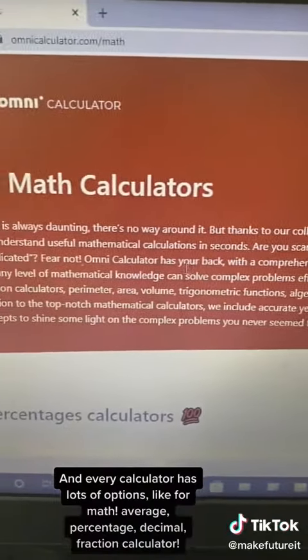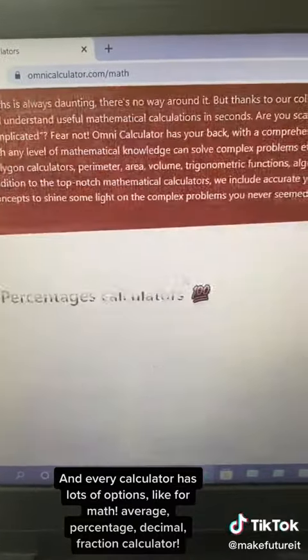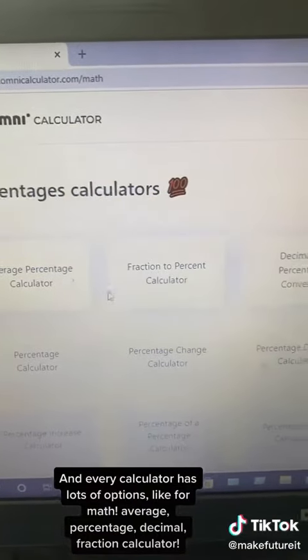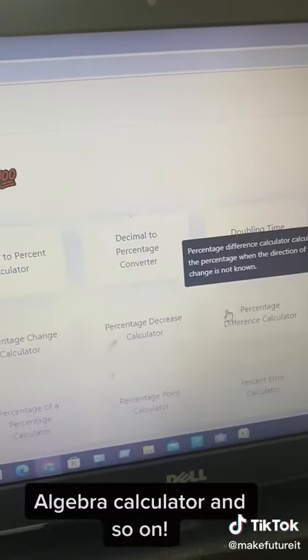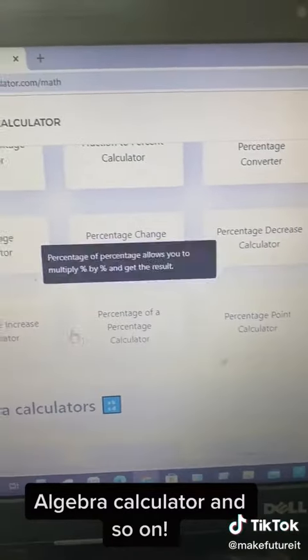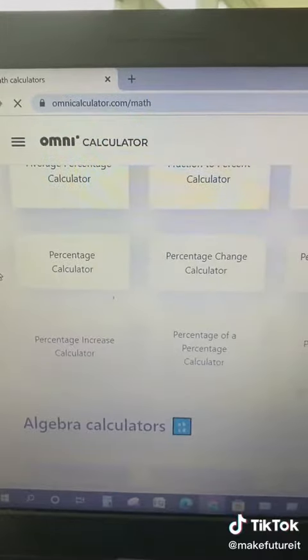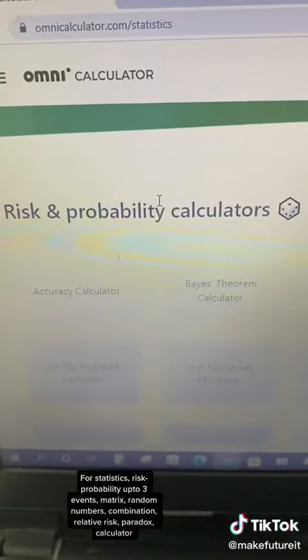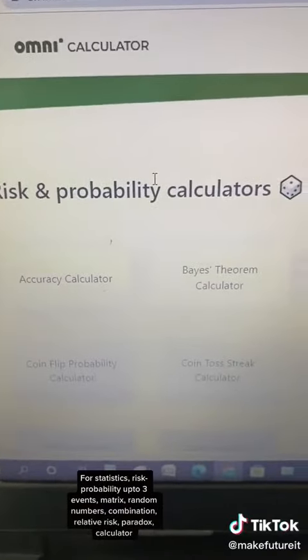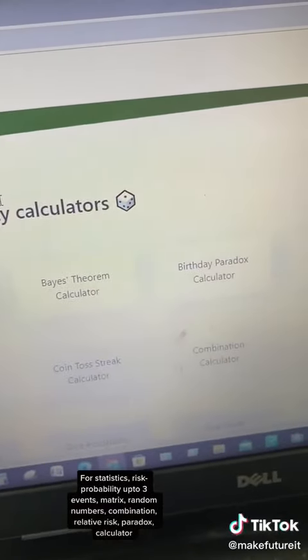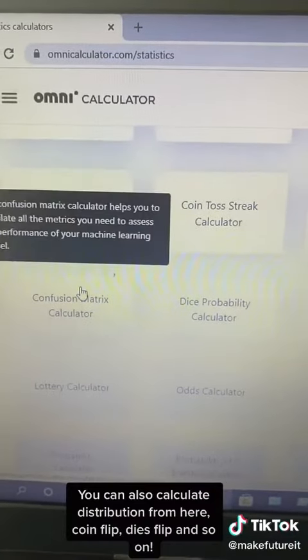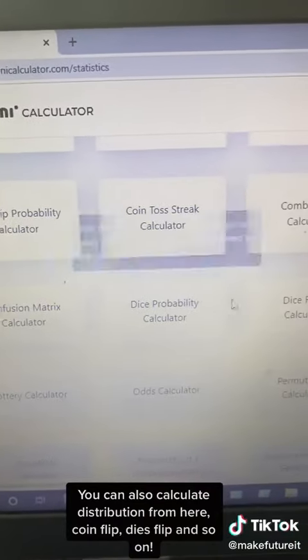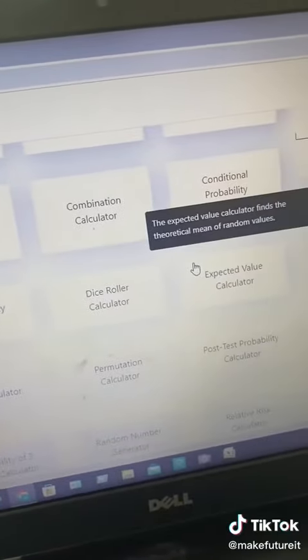And every calculator has lots of options, like for math: average, percentage, decimal, fraction calculator, algebra calculator, and so on. For statistics: risk probability up to 3 events, matrix, random numbers, combination, relative risk, paradox calculator. You can also calculate distribution from here, coin flip, dice flip, and so on.